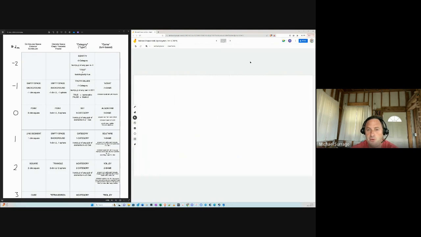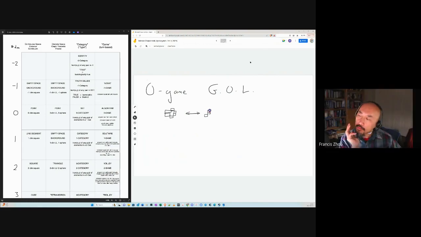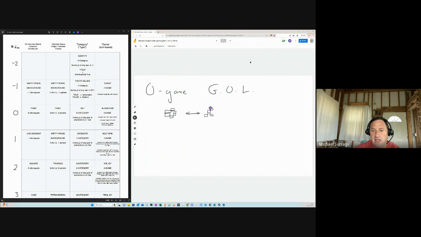So in the zero game, which is Conway's Game of Life, I'll just write GOL like that, okay? You make a whole bunch of square tiles, and when you do this group right here, it creates a state where you get an X, and then that X collapses back into the original state. So this is a loop, or in Conway's terminology, it's known as a loopy game.